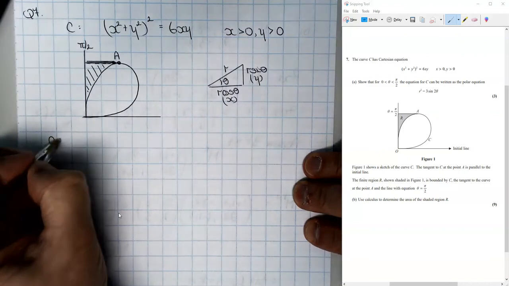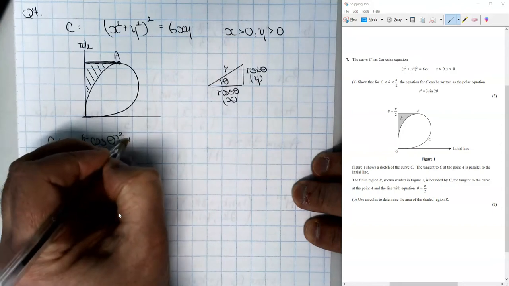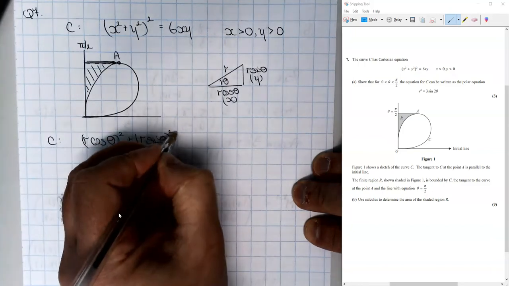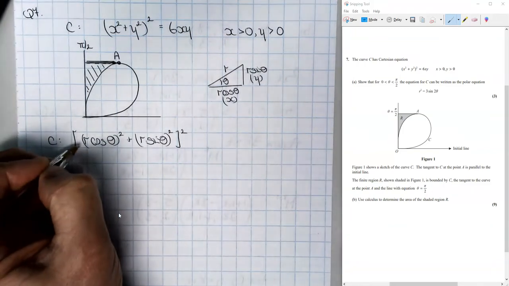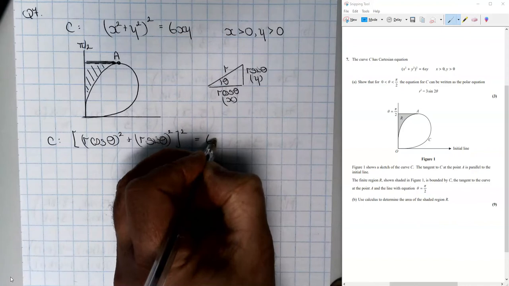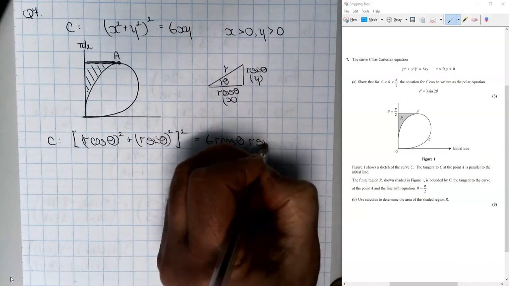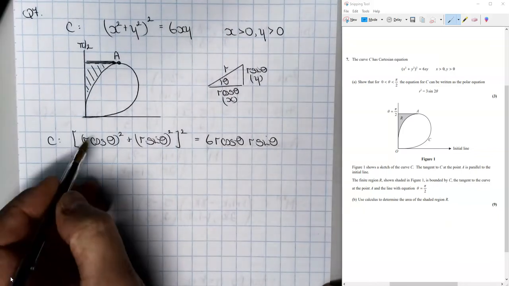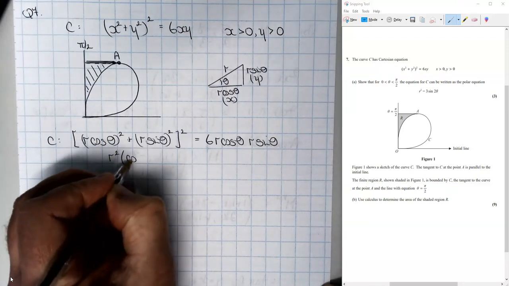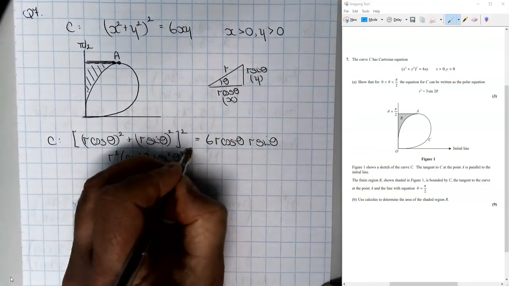So going back to my curve, we've got r cos theta all squared plus r sine theta all squared, and then we're going to square the whole lot, which equals 6x times y, which is r cos theta times r sine theta. Here we've got r squared times cos squared theta plus sine squared theta, all squared.